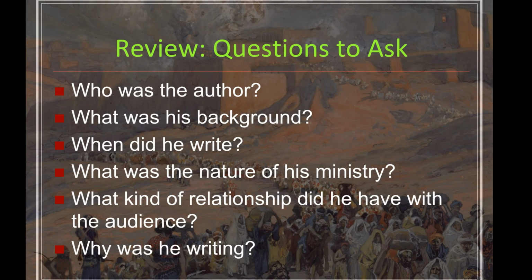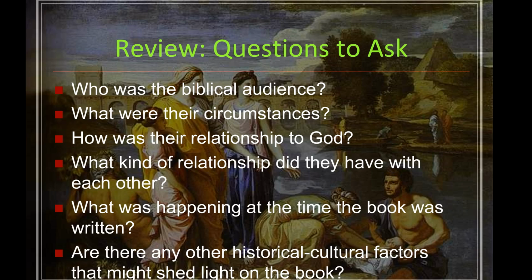First, who was the author? Next, what was their background? Third, when did he write? Fourth, what was the nature of his ministry? Fifth, what kind of relationship did he have with the audience? Sixth, why was he writing? Seventh, who was the biblical audience? Eighth, what were their circumstances? Ninth, what was their relationship to God? Next, what kind of relationship did they have with each other? 11th, what was happening in the time that the book was written? And finally, 12th, are there any other historical cultural factors that might shed light on the book?